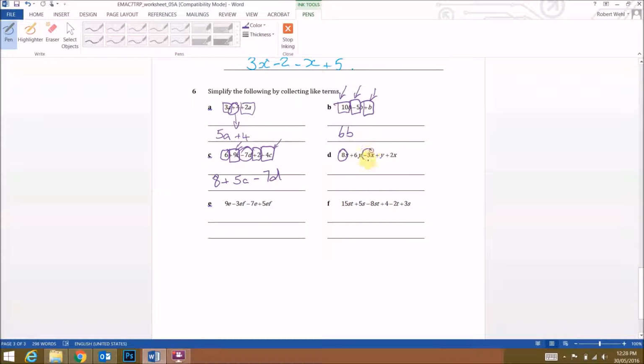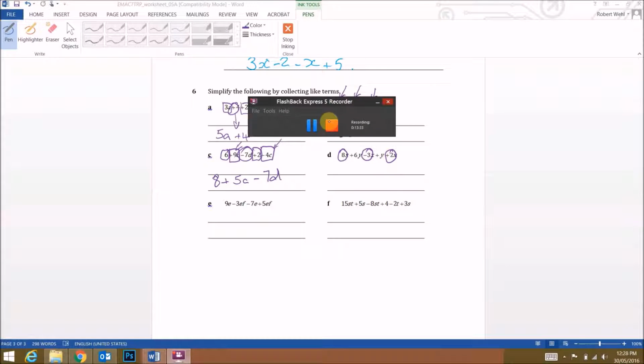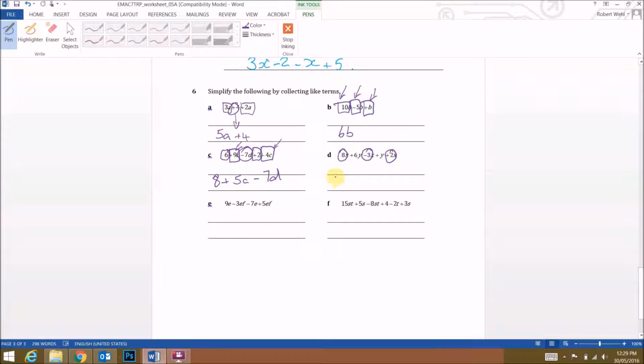8x minus 3x plus 2x. So if I've got 8x and I take away 3x, I've got 5x. Sorry, that's just the bell going. So 8x take away 3x is 5x, plus 2x is 7x. And I've got a plus 6y, so I've got 7y. Okay, and I'm just going to quickly write in the answers for these ones.